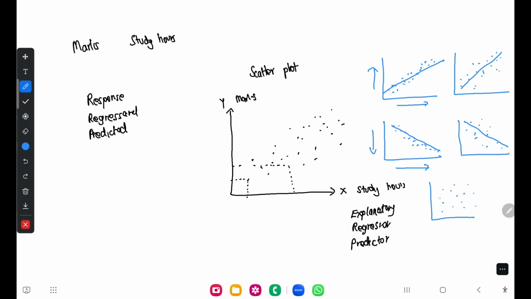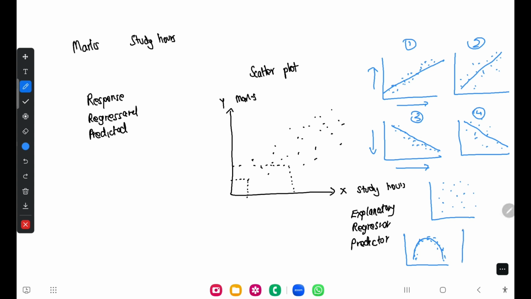Now, if I draw something like this, there is no particular shape which you can observe. Therefore, we cannot actually specify the relationship over here. The ones which I drew before, these ones 1, 2, 3, and 4, are called linear relationships because you can fit a straight line for them. However, if I draw something like this, you see that there is a shape, but it's not a straight line.